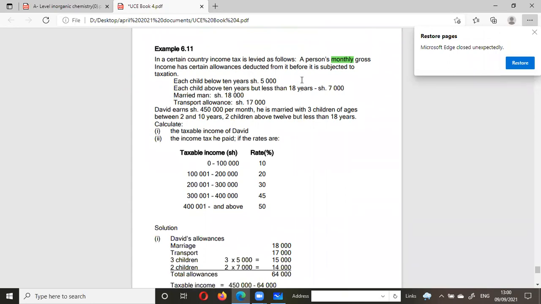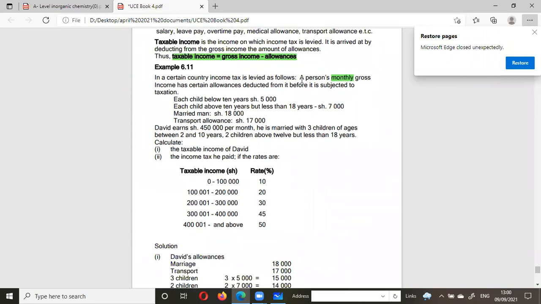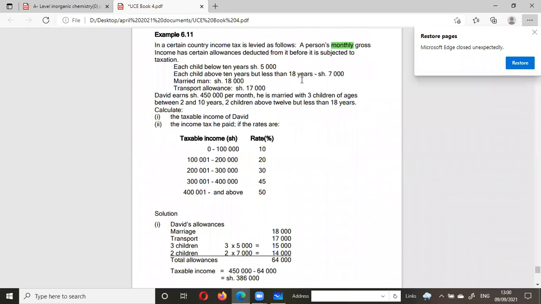Now, the first thing we look for is David's allowances. They told us David is married, from the statement above. That means he gets the marriage allowance, so you come here and say marriage allowance 18,000. That's one thing. Transport allowance is also given here, 70,000.